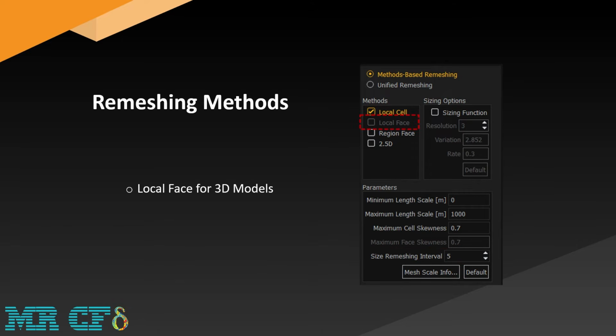The local face method is only available for 3D models and can remesh triangular cells and cube cells in boundary layer meshes. In this method, the software marks the cell sheets based on the sheet skewness and remeshes them again. This is done based on the maximum skewness value determined by us.